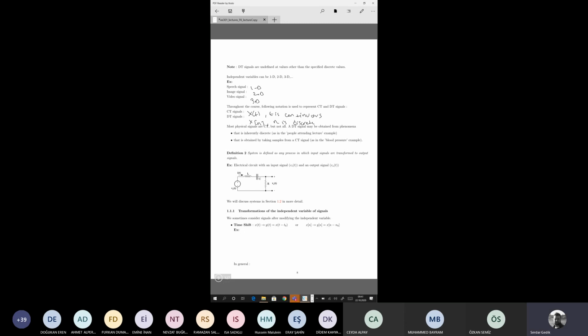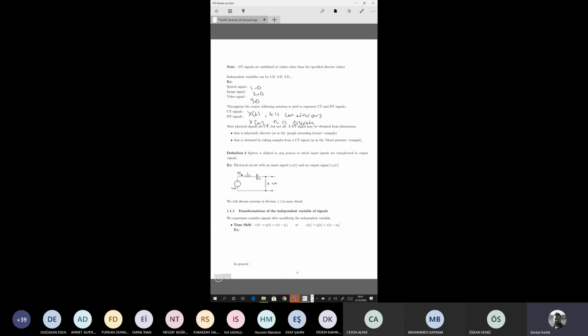On the other hand, as our second definition, a system is defined as any process in which input signals are transformed to output signals. So you have some inputs and you have some output signals. So this is how we define a system. You see here an example in previous slides. You have voltage at the inputs and you have voltage at the outputs. We will discuss the systems in more detail in the upcoming section.